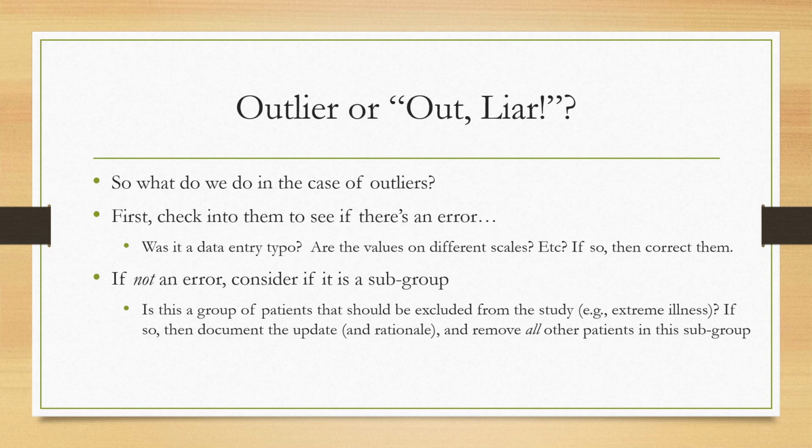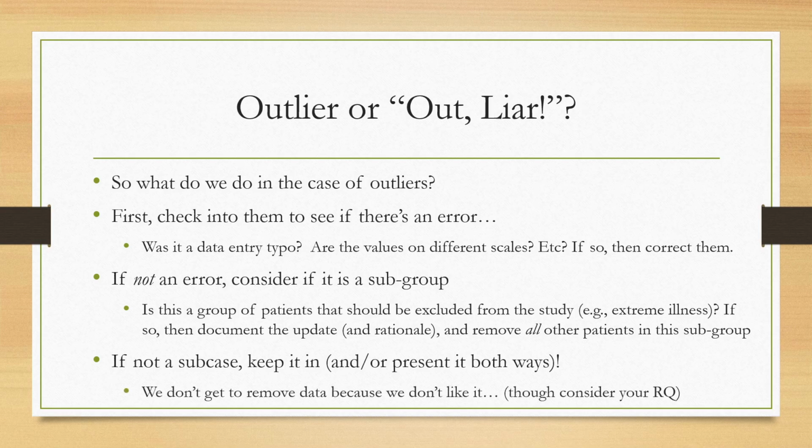Again, just because you're an outlier, that doesn't mean you get removed. And actually, I guess that comes to our final point, which is if it's not a subgroup, keep that data point in. You can present it both ways, with that data point in and with it out. But you don't just get to remove data because you don't like it. Just because it disagrees with your theory doesn't mean you get to remove it. Again, consider your research questions, consider what populations you're intending to study, et cetera. But you don't just get to remove data if you don't like it.